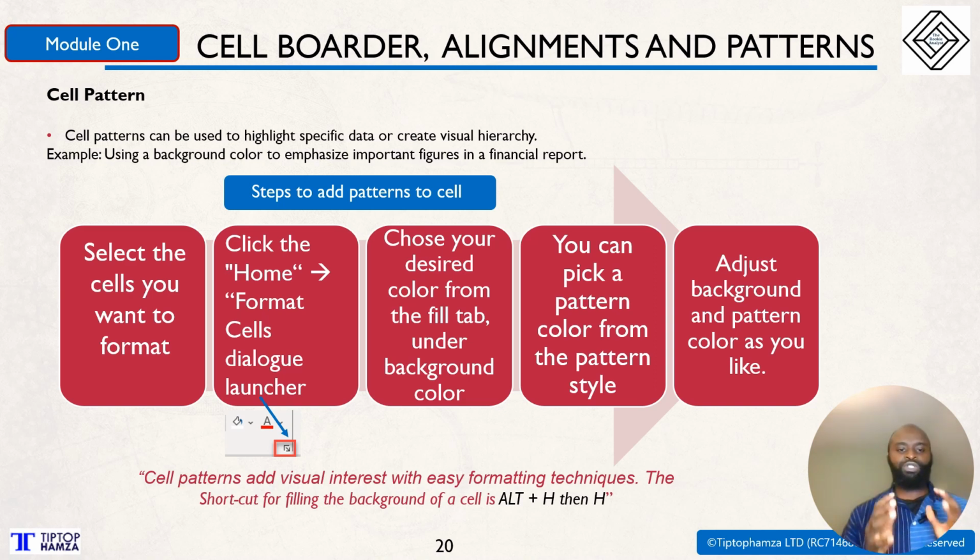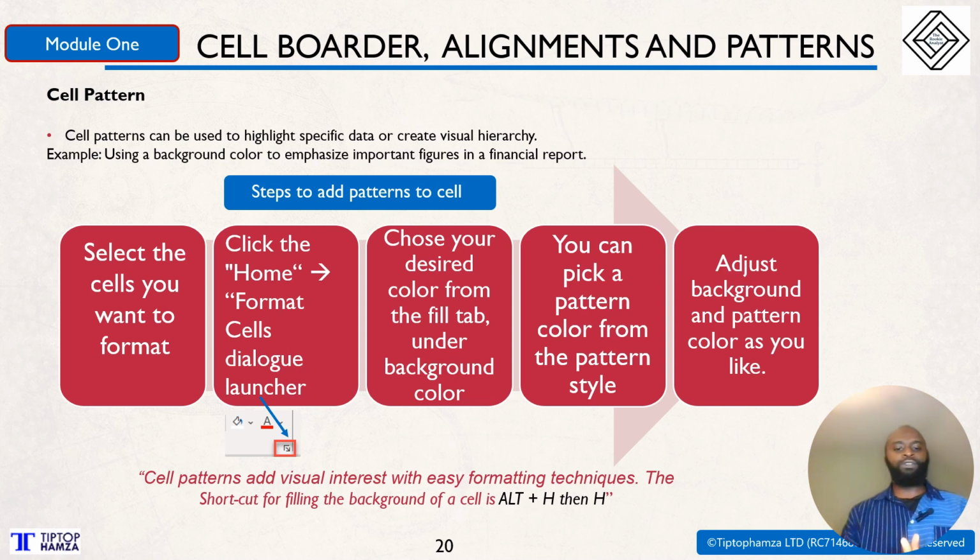So the next is just going to be the cell pattern. Cell pattern can be used to highlight specific data or create visual hierarchy. So to use this, you just have to select the cells you want to format, click on the Home tab, and then you launch the Format Cells dialog launcher, which is just the downward arrow in the group here.